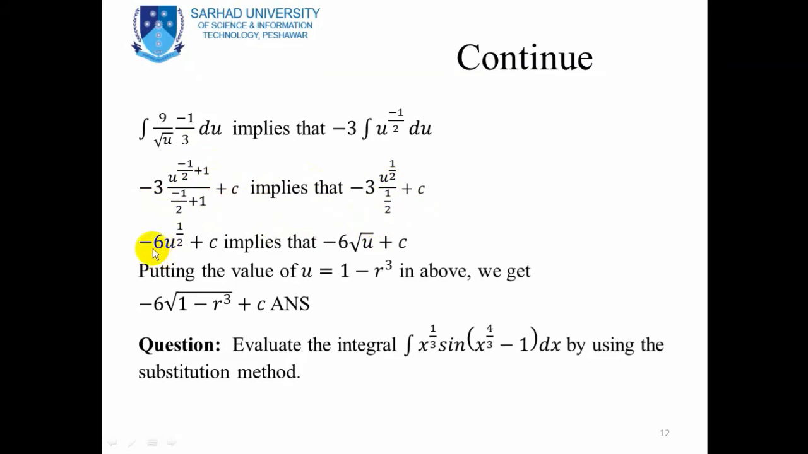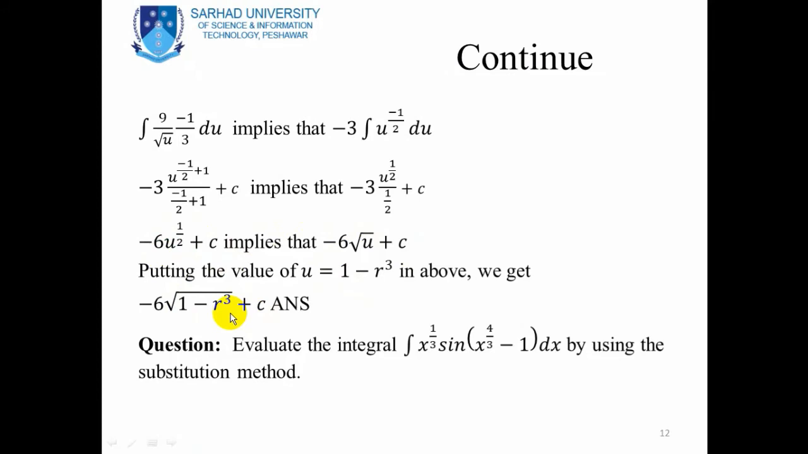Now we obtain minus 6 into u power 1 over 2 plus c, and this implies minus 6 into square root of u plus c. Now replace this u by 1 minus r cube. In this result, we obtain minus 6 into square root of 1 minus r cube plus c. This is the required result.